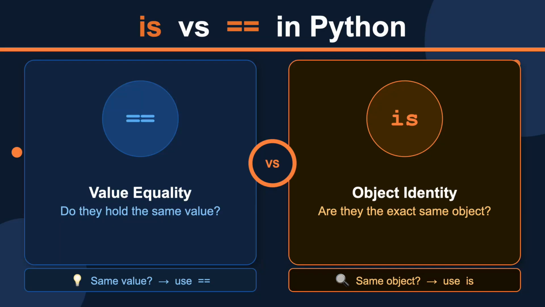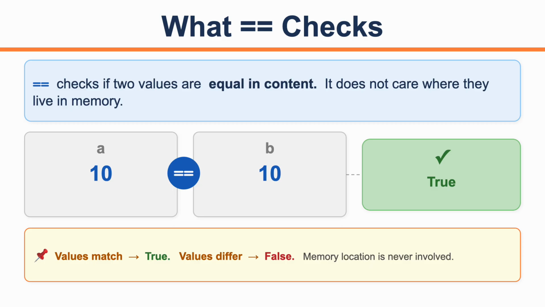Today we are going to learn about two operators in Python that beginners often mix up. They are double equals and the is keyword. Both can compare things, but they compare different things entirely. By the end of this video, you will know exactly when to use each one and why choosing the wrong one can cause bugs.